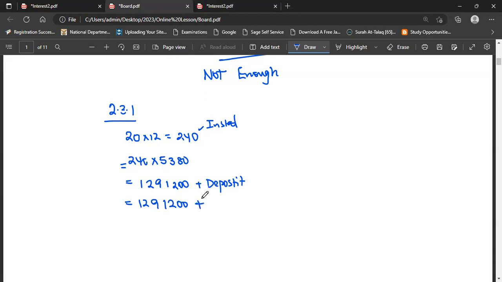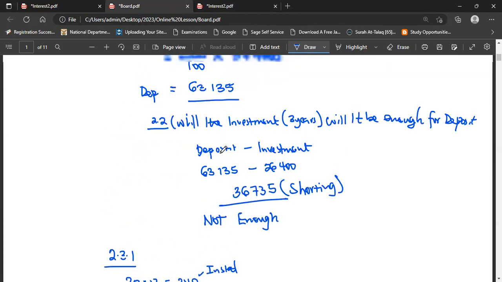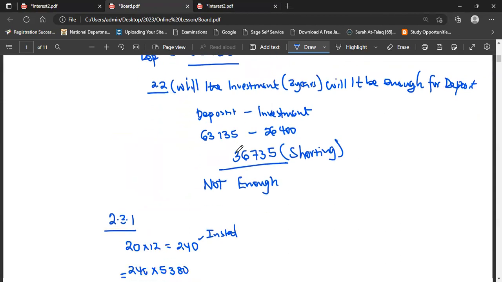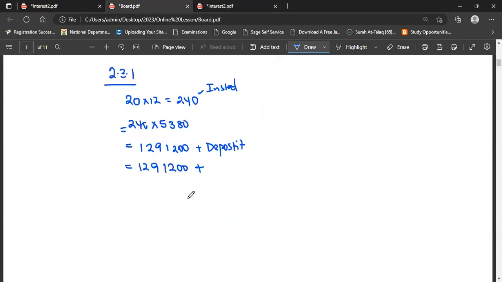1,291,200 plus the deposit. A flashback. Our deposit is up here. This one here, 63,135. We write it here, 63,135. We add it on. Indeed, we come up with the answer.